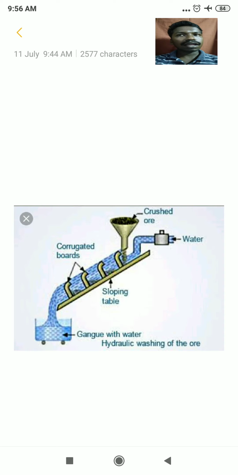Students, I think you all have a complete idea about this hydraulic wash. It is one of the concentration processes of the ore.